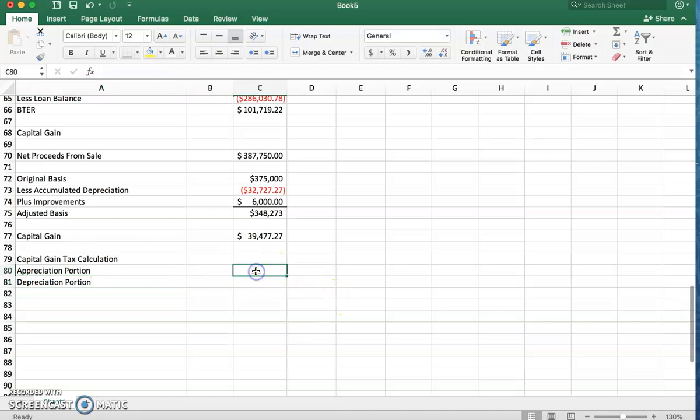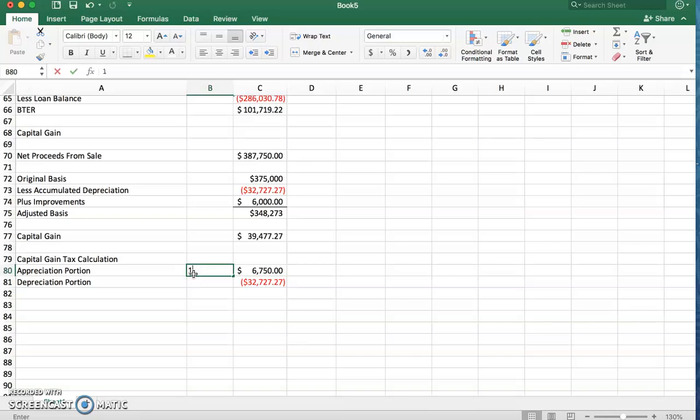Okay, so what we're going to have to do for this is we'll start with the depreciation because we already have that. So it's going to be right here, 32,000. And it's already negative, we can leave it as that. And then we have our capital gain right here. So if this is the depreciated amount, the appreciation portion is just going to be the difference between these two. I'll say plus because this is negative. So then that's the appreciation portion.